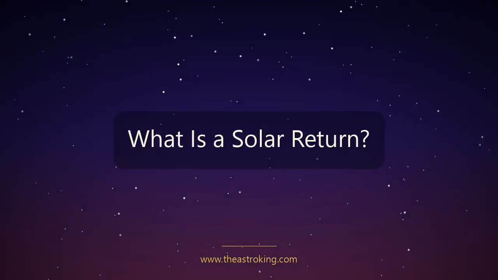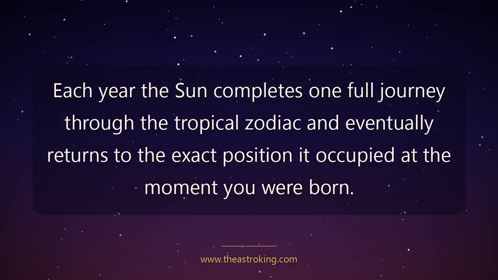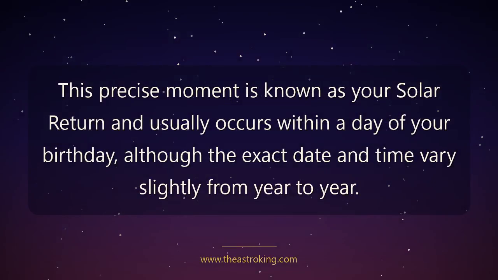What is a solar return? Each year the Sun completes one full journey through the tropical zodiac and eventually returns to the exact position it occupied at the moment you were born. This precise moment is known as your solar return and usually occurs within a day of your birthday, although the exact date and time vary slightly from year to year.